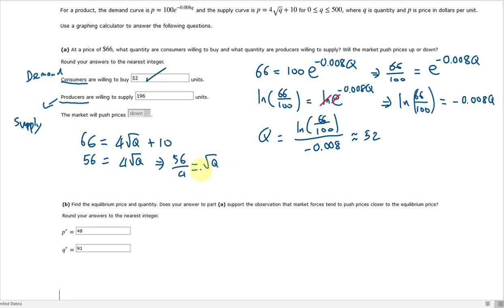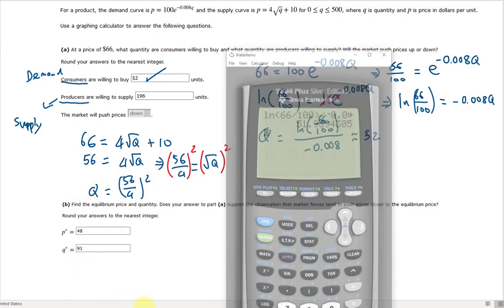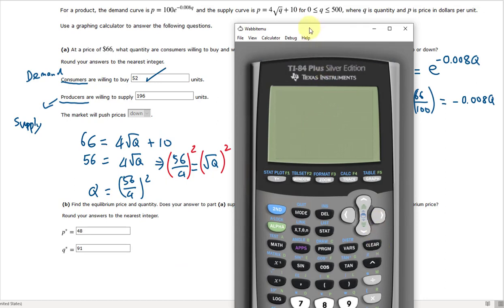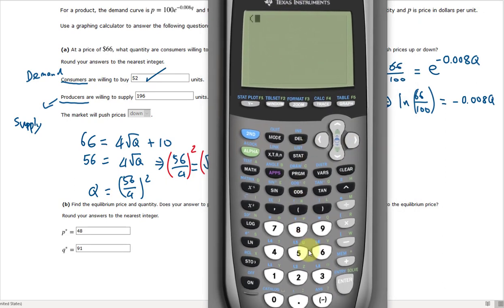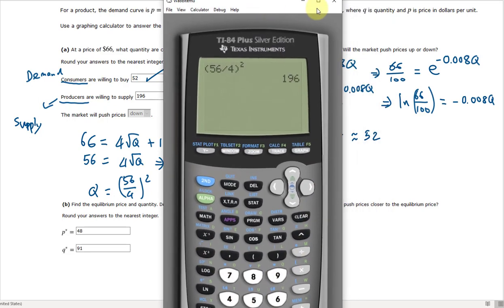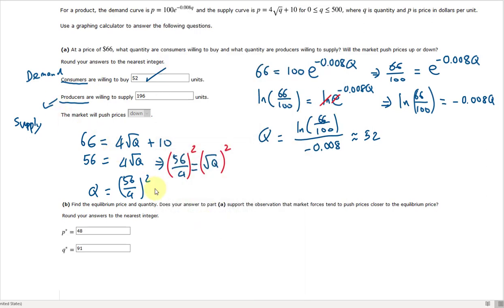Now to solve for Q, I need to divide both sides by 4 to isolate the square root of Q, and then square both sides to take away the square root. So I get Q equals 56 over 4, squared. Let me grab my calculator: 56 divided by 4 and then squared gives me 196, which is right here.